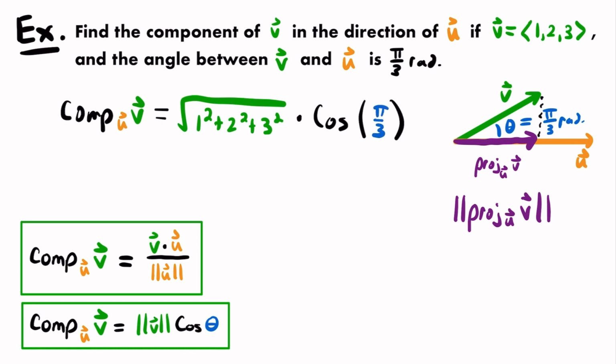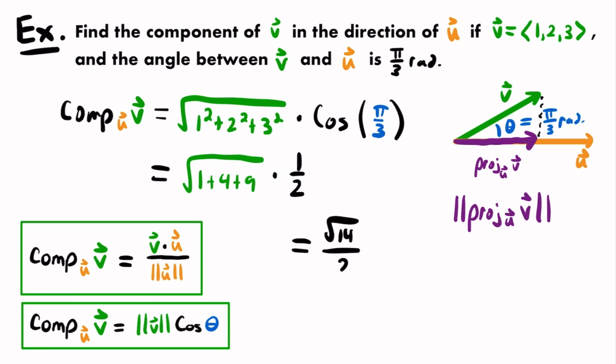Okay, so now if we simplify, this will be equal to the square root of 1 squared plus 2 squared plus 3 squared. 1 squared is 1, 2 squared is 4, and 3 squared is 9. So we have the square root of 1 plus 4 plus 9. And we're multiplying by cosine of pi divided by 3, which is equal to 1/2. All right. Now 1 plus 4 is 5, plus 9 is 14. So we have the square root of 14 times 1/2, which gives us a final answer of the square root of 14 divided by 2.